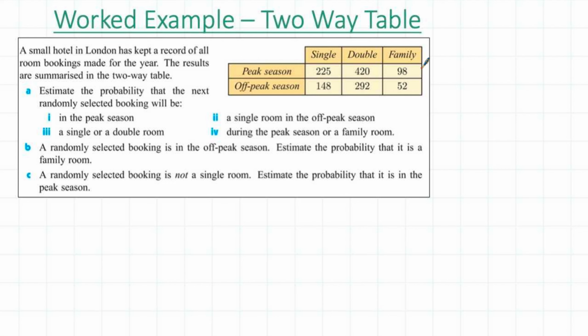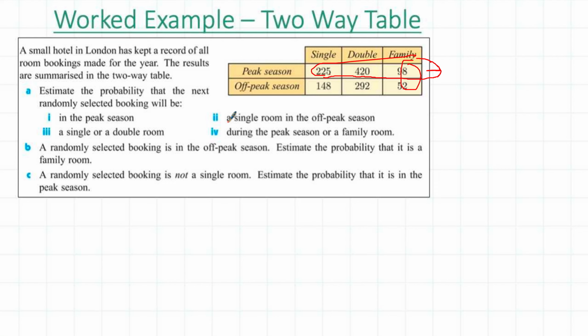So peak season would be all of this, and then this would be peak season or a family. But remember what we talked about when you have an "or": you're adding those two things, so you need to subtract the intersection because you don't want to double count it. So you have to subtract the 98 in here.